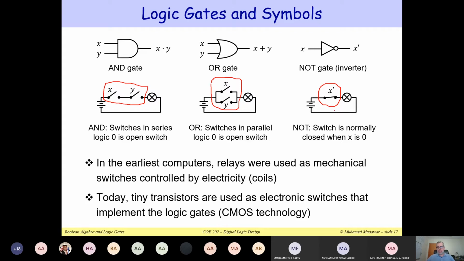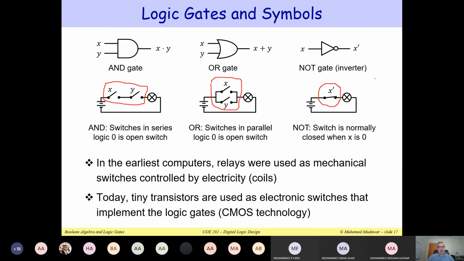Okay, so this is the meaning of the NOT gate. So we're using a transistor here, or a switch, that will open when the X input is equal to 1. And it will be closed when the X input is equal to 0. So when X is equal to 0, the output will be equal to 1. When X is equal to 1, the output will be equal to 0. So this is the meaning of the NOT gate or the inverter. Is there any question about this? So this is really what we need to understand about gates.